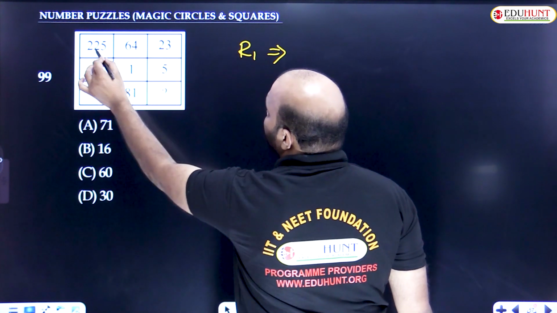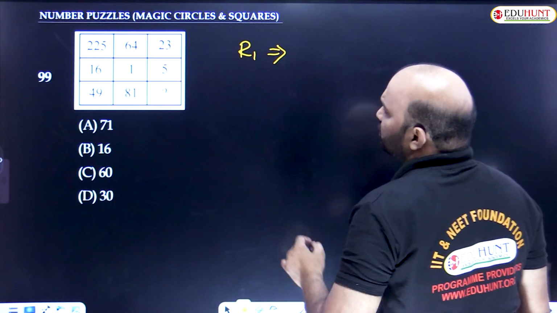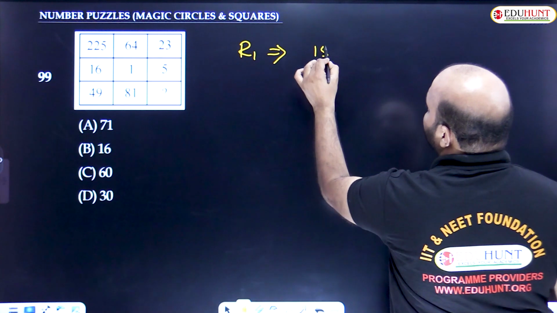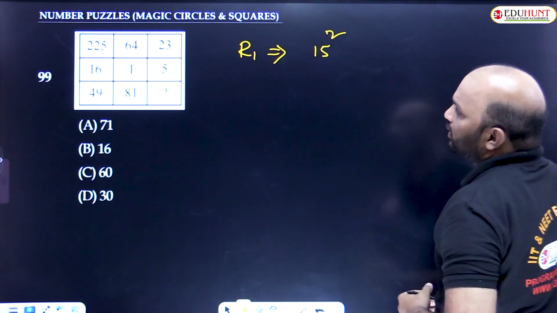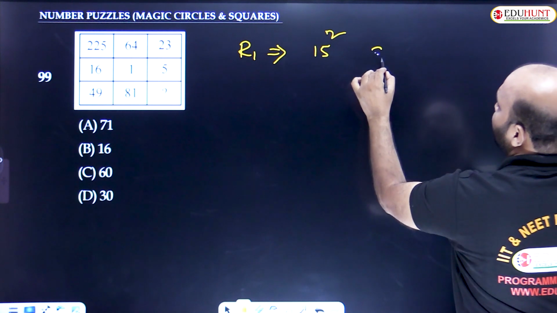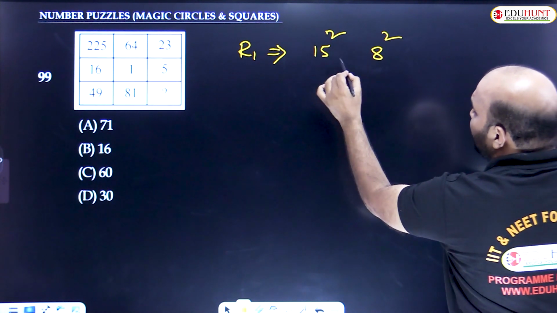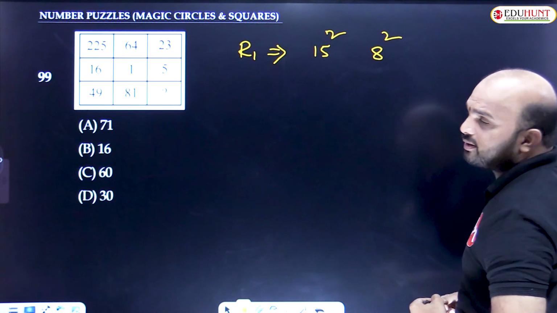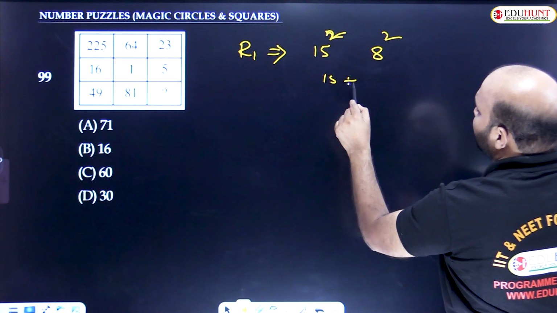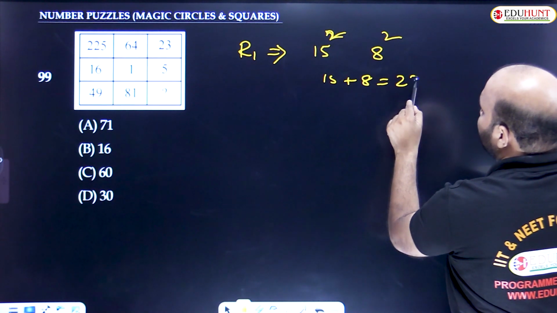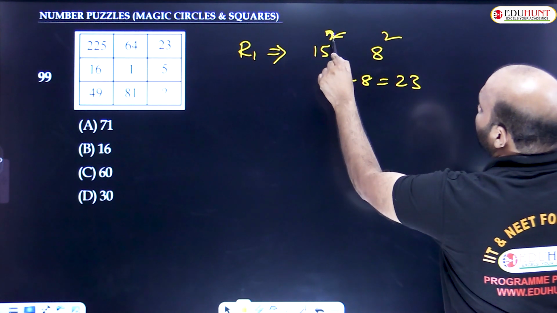So how will we get 23? By using the first two numbers. 225 is the square of 15 in row 1, and 64 is the square of 8, but only the base values should be added. You will get 23. So what are the base values here? 15 plus 8 equals 23. That is the row 1 rule.